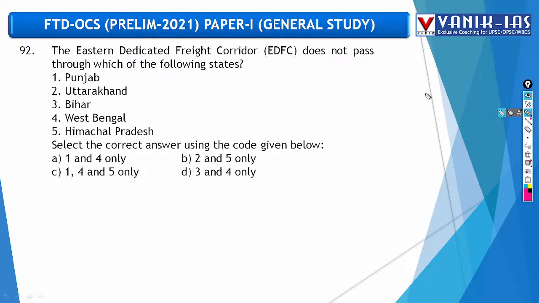Eastern Dedicated Freight Corridor, EDFC, doesn't pass through which of the following states? Punjab, Uttarakhand, Bihar, West Bengal, and Himachal Pradesh. It does not pass through Uttarakhand. Himalayan state, right? But Bihar, West Bengal, Punjab, this is the Eastern Dedicated Freight Corridor. So 2 and 5 are the answer. They are Himalayan states. The EDFC does not pass through these two states.